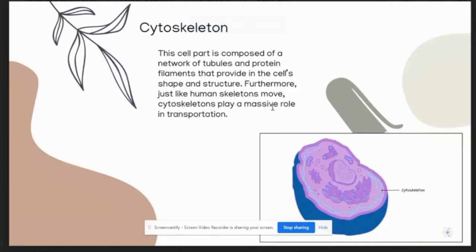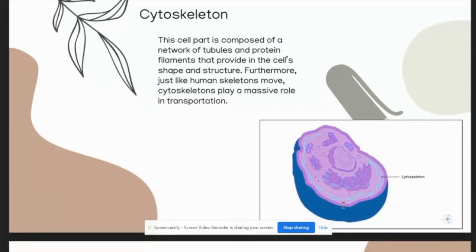So the cytoskeleton is composed of a network of tubules and protein filaments that provide inner cell shape and structure. Furthermore, just like human skeletons move, cytoskeletons play a massive role in transportation. So just as the blue lines at the edge are cytoskeletons.